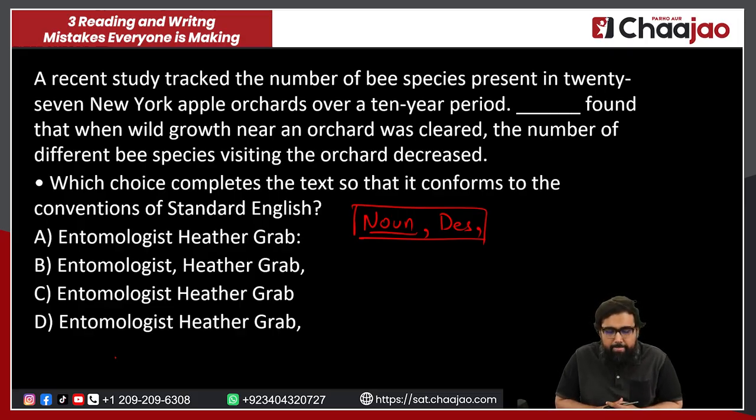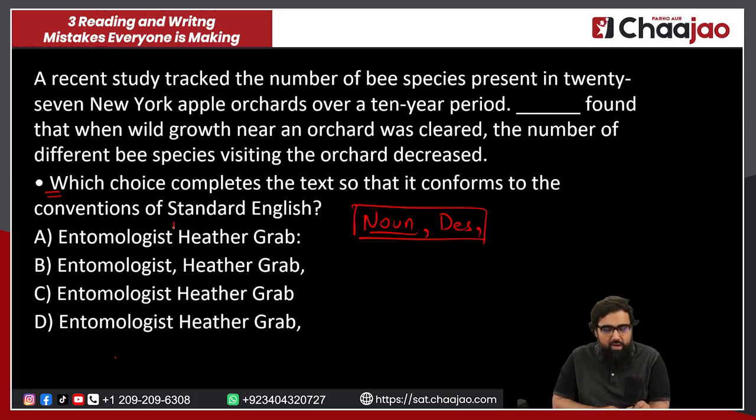apple orchards over a 10-year period. Blank, entomologist Heather Grapp found that when wild growth near an orchard was cleared, the number of different bee species visiting the orchard decreased, right? So what we're talking about is how it increased, but the question is about the conventions of standard English. So if you look at it, it says, which choice completes the text so that it conforms to the conventions of standard English, right? So this is the question that you have to see how you have to solve.